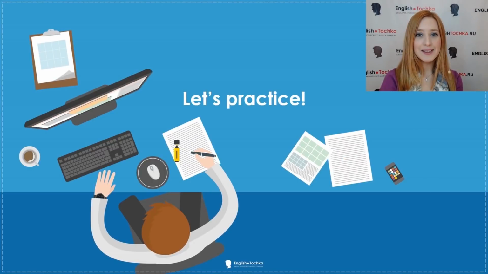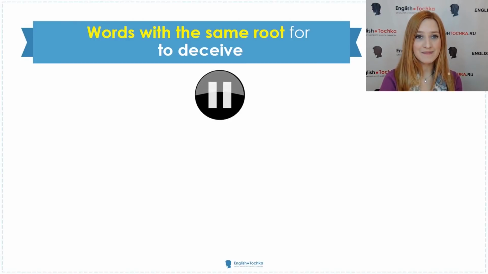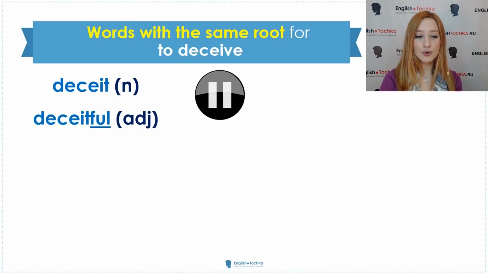All right, now let's practice, guys. Please try to write as many words as you can with the same root for the verb to deceive, okay? All right, I hope you're ready. Now let's compare our lists. So as you remember, a noun is deceit, a type of behavior. Deceitful, yeah, someone who is dishonest is deceitful.